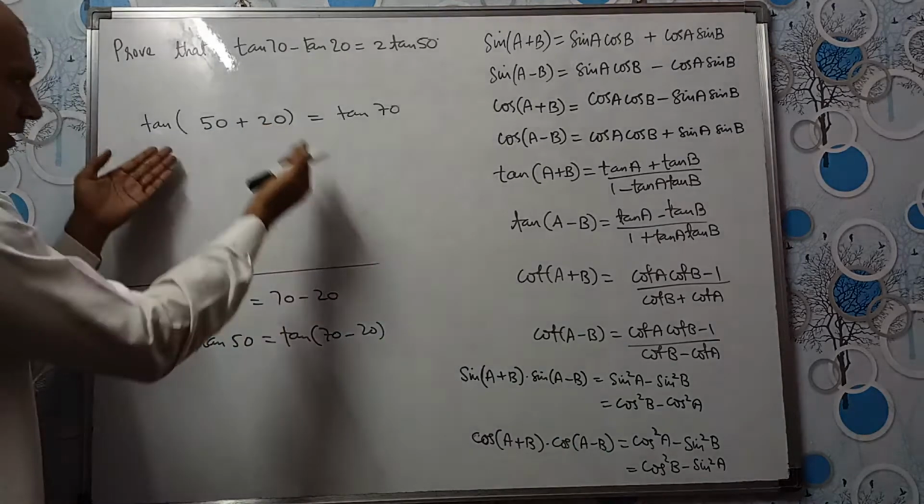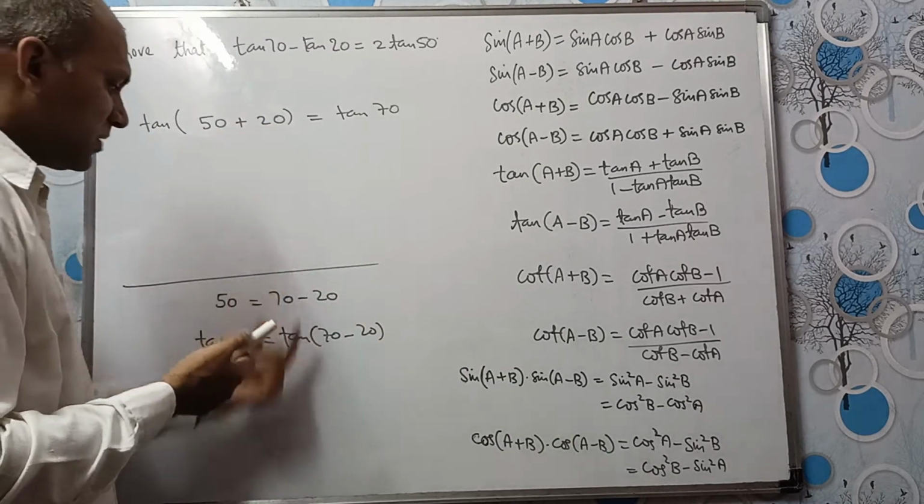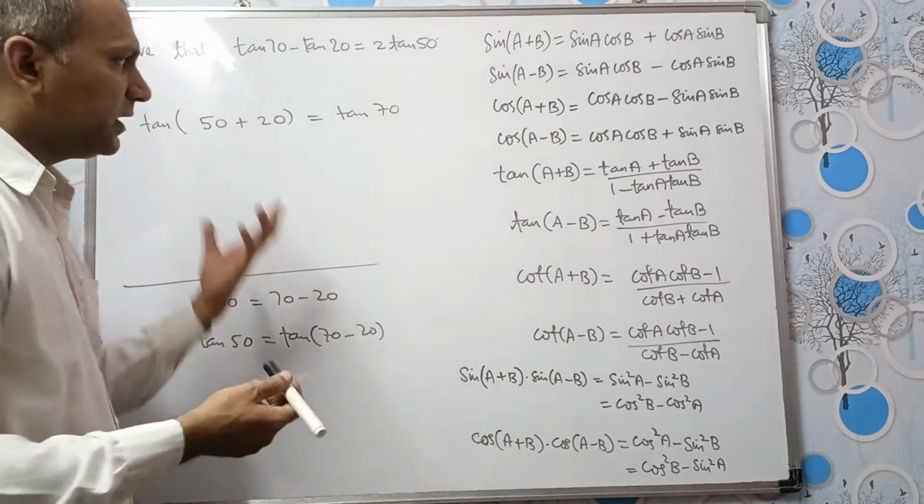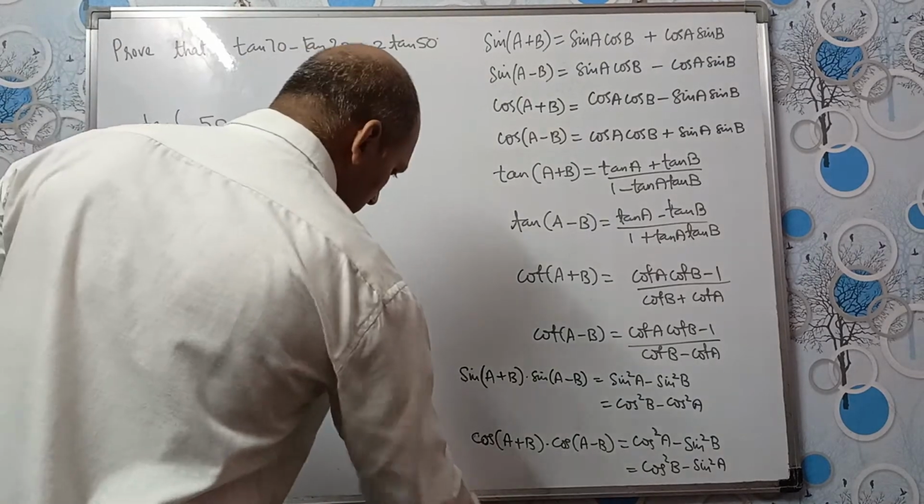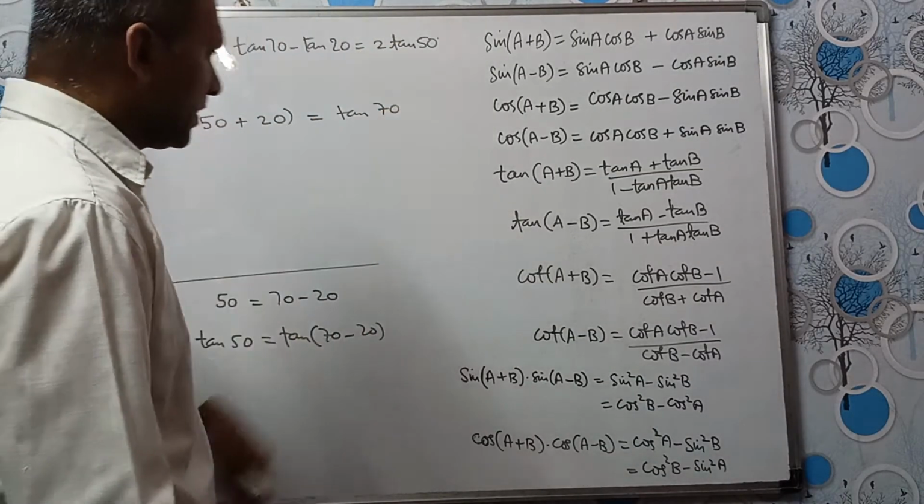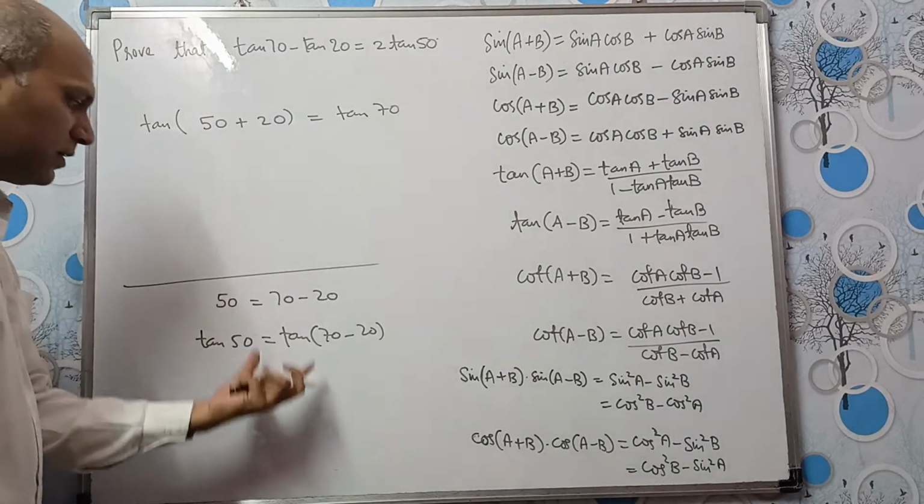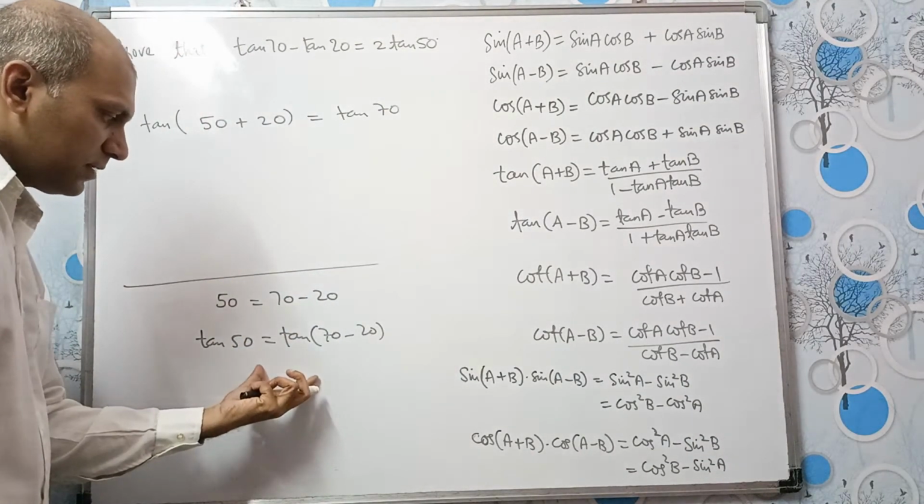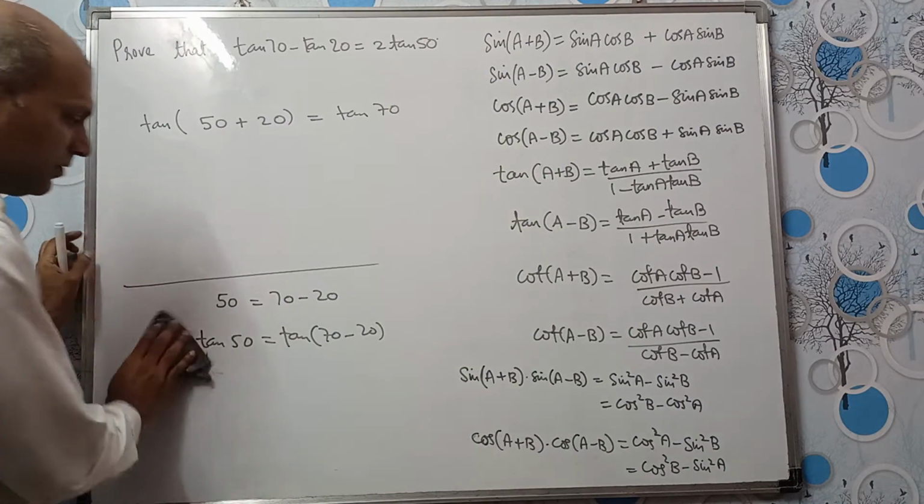You use this method, you use tan A plus B or tan A minus B, it doesn't matter. You will get the same answer. You can still prove that tan 70 minus tan 20 is 2 tan 50. I'll do the problem in this way. I'm expecting you to solve this using the tan A minus B formula.